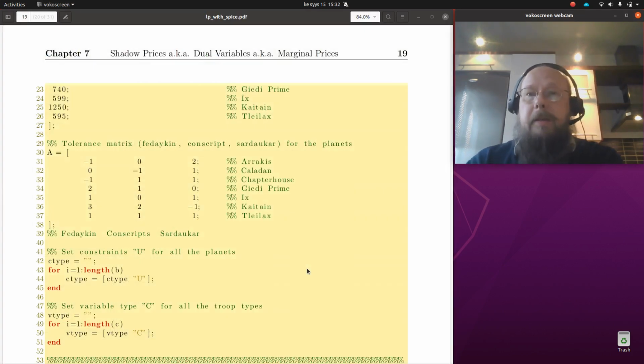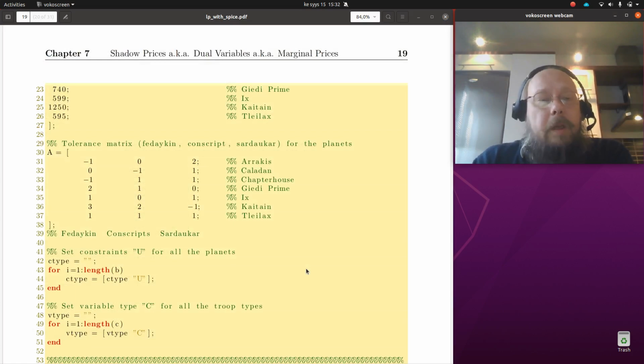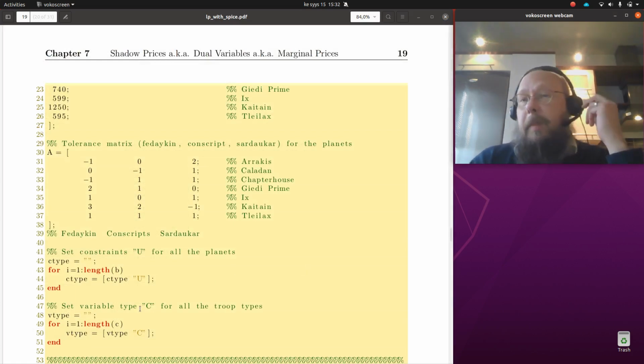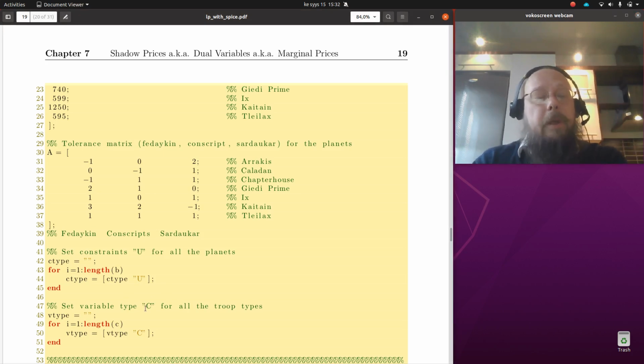So this does precisely what we want to do. And for the variable type, almost always our variables are continuous. So this will work in the same way as for C type, but now for variable type, which I called V type, and then the length is of course the length of C, the objective function.